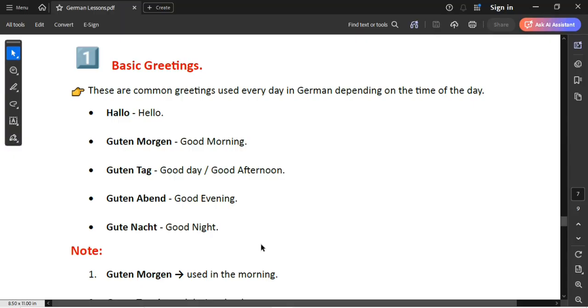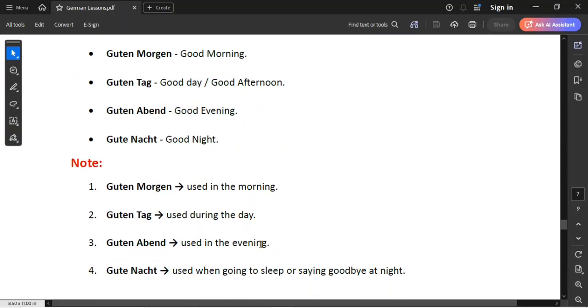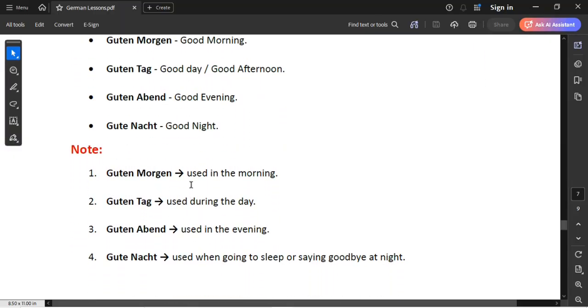Here I have a note. Note number 1 says that Guten Morgen is used in the morning. Guten Tag is used during the day, at any time of the day. Guten Abend is used in the evening. The last one, Gute Nacht, is used when going to sleep or saying goodbye at night. So we have Guten Morgen, Guten Tag, Guten Abend, and lastly Gute Nacht.